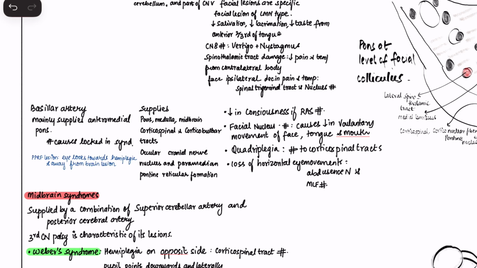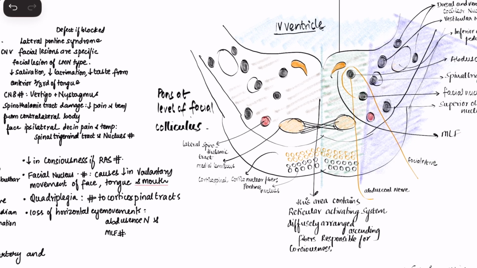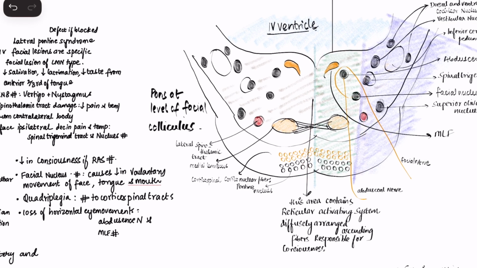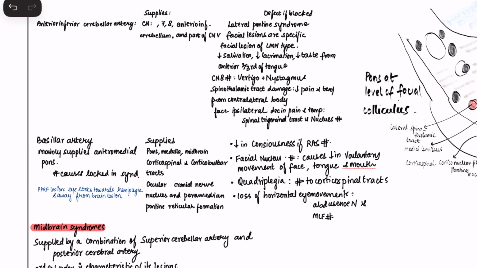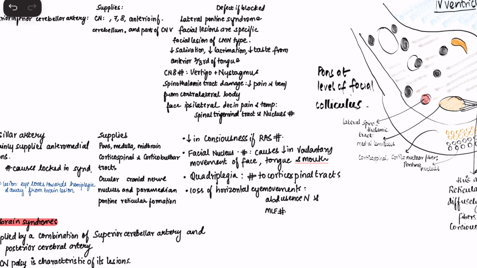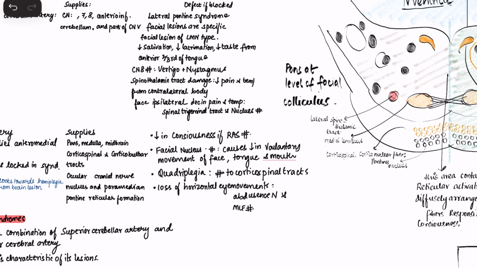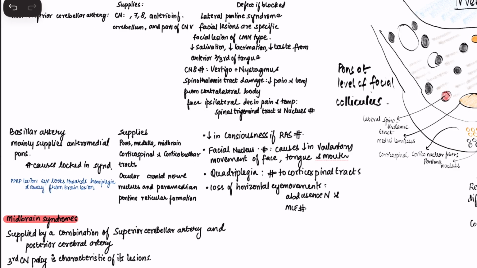Now, the basilar artery is the one that supplies the medial aspect of the pons, right? And when the medial aspect of the pons is damaged, quite a few structures are damaged. And this will cause the popular locked-in syndrome as well, where only vertical movements of the eye are allowed. So that is the locked-in syndrome.